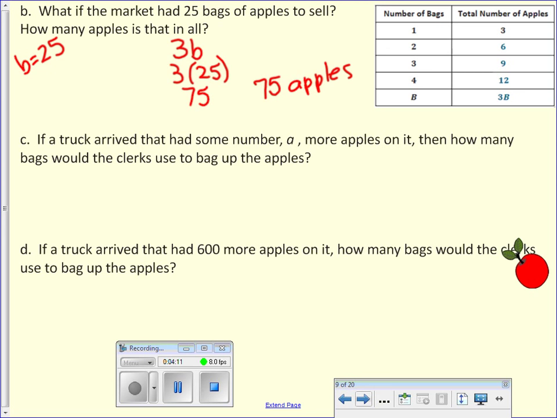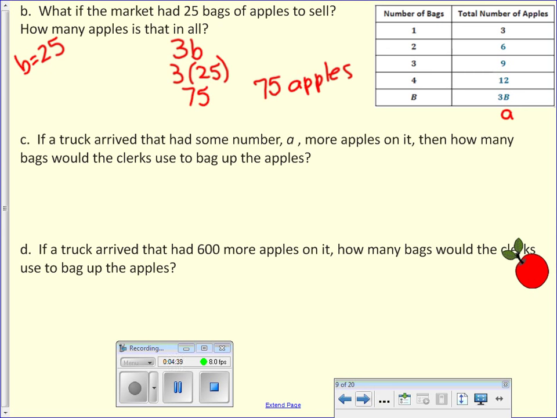We sold all the apples. Yay! All the bags are empty. Now a truck arrives and has A apples on it. How many bags do we need? So if this is my A, how do I go the other way? I have all these apples from the truck. 3 in this bag, 3 in this bag, 3 in this bag, 3 in this bag.